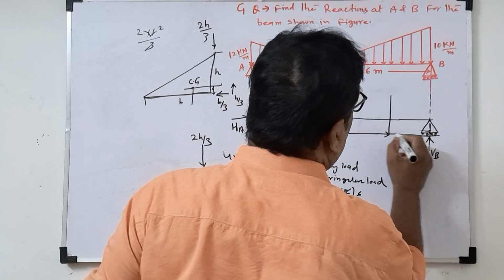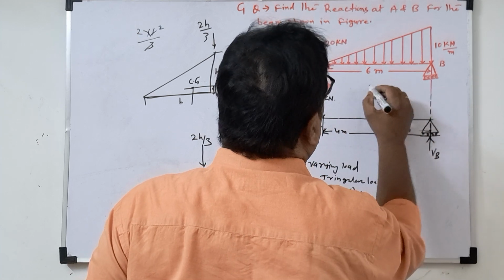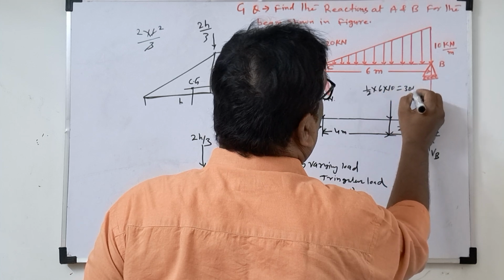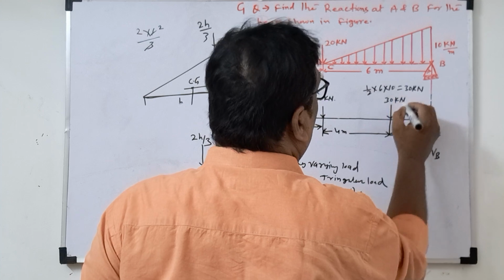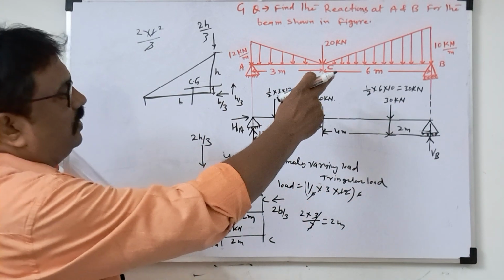And this distance will be 2 meter. And this is the load here. What is load? 1 by 2 into 6 into 10. That means 30 kilonewton. This is called 30 kilonewton. This is the load. So listen here, what mistake we made here.